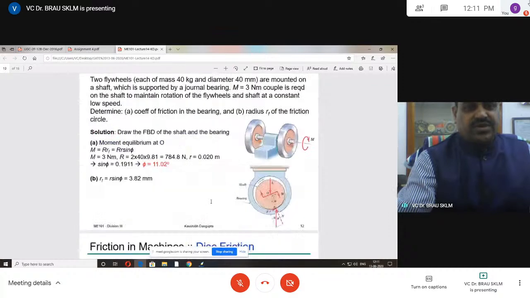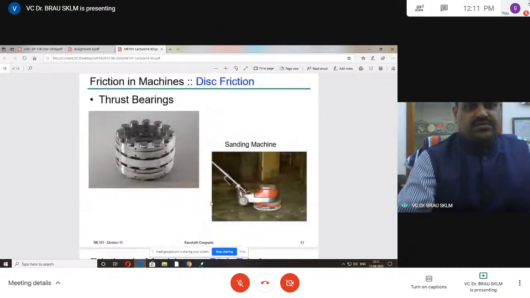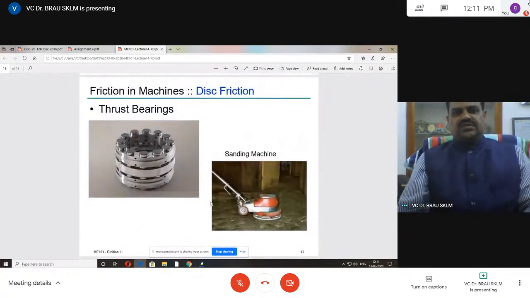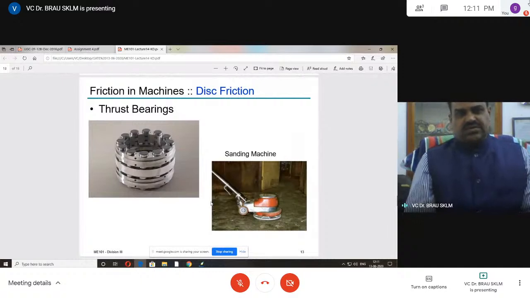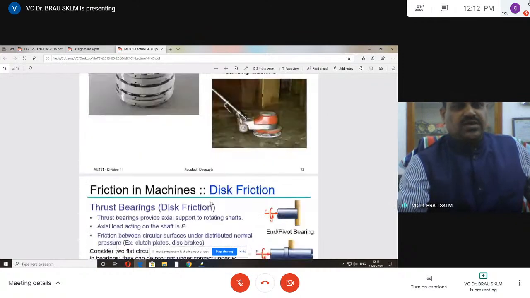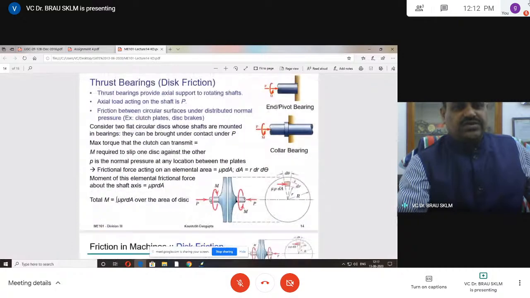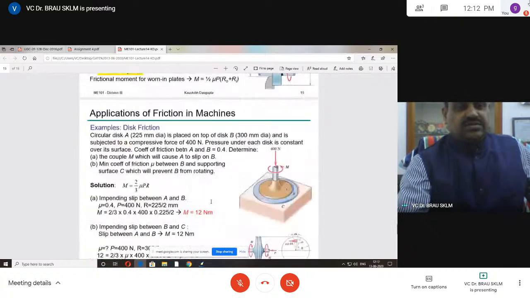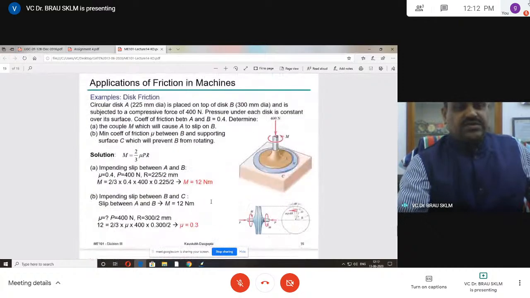And other types of bearing, like thrust bearings now. Thrust bearings, sanding machines. This is where we can use the concept of friction. Same thing, disc friction, the thrust bearing analysis. Friction in disc, again disc friction.